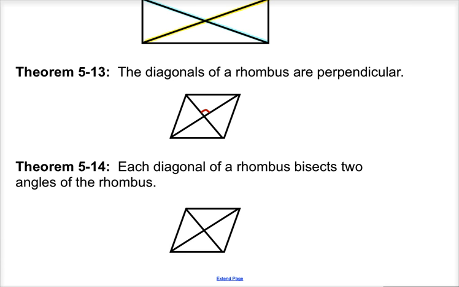Theorem 5-14: Each diagonal of a rhombus bisects 2 angles of the rhombus. So if I take a look at this rhombus and I look at one of the diagonals, this diagonal should bisect 2 angles, which means the angle in the lower left corner gets bisected, and the angle in the upper right gets bisected. Likewise, the other diagonal also bisects 2 angles. It bisects the angle in the upper left, and it also bisects the angle in the lower right.